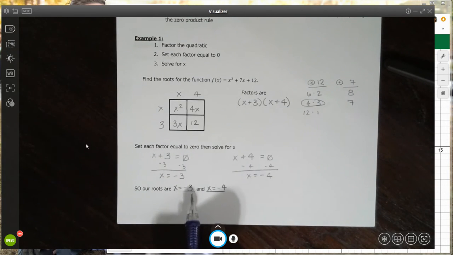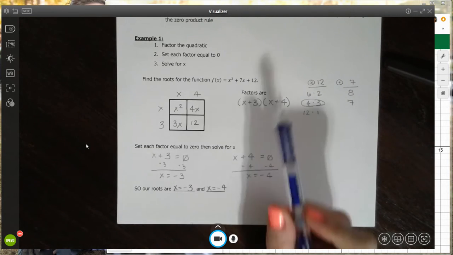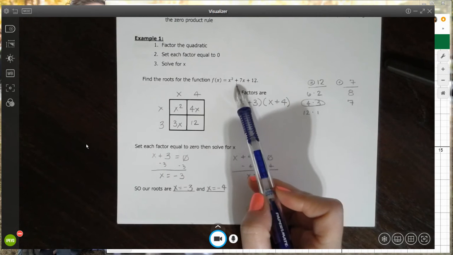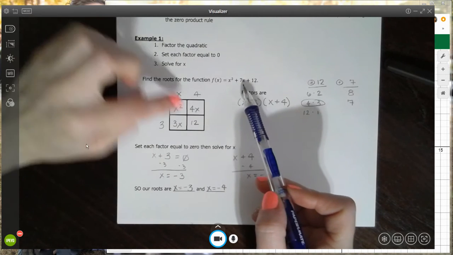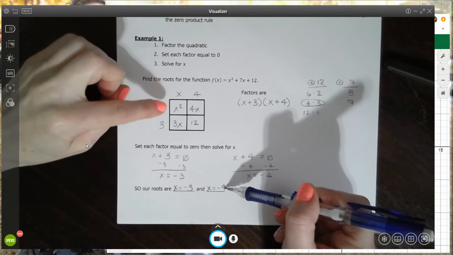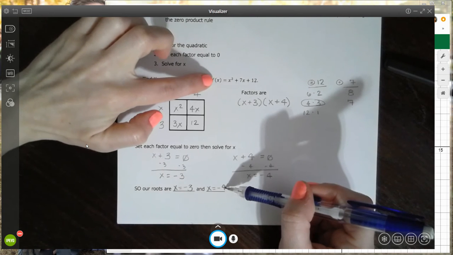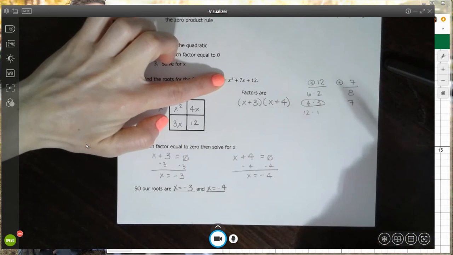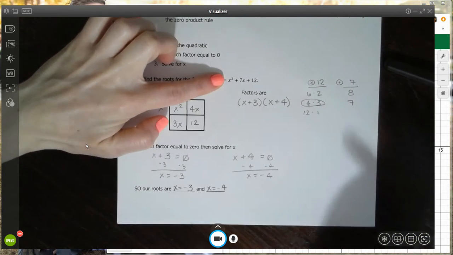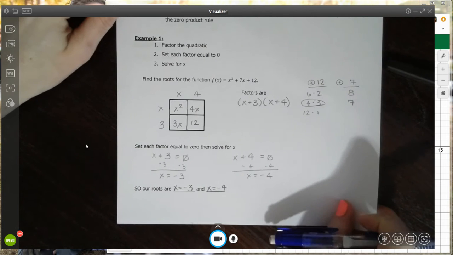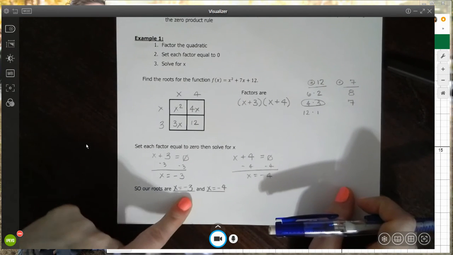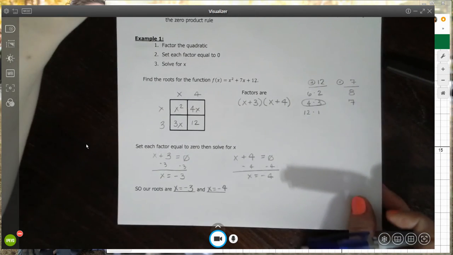This means that if I substitute negative 3 for x back into my original equation up here, my answer will turn out to be 0. Or if I substitute negative 4 into my original equation up here for x, my output will turn out to be 0. So if I looked at the graph, it would cross the x-axis at negative 3 and negative 4.